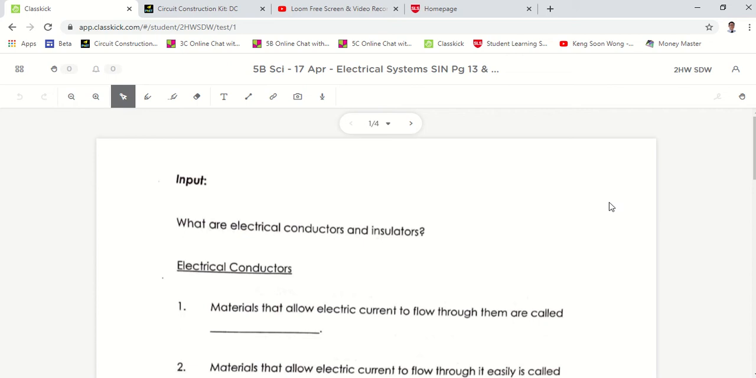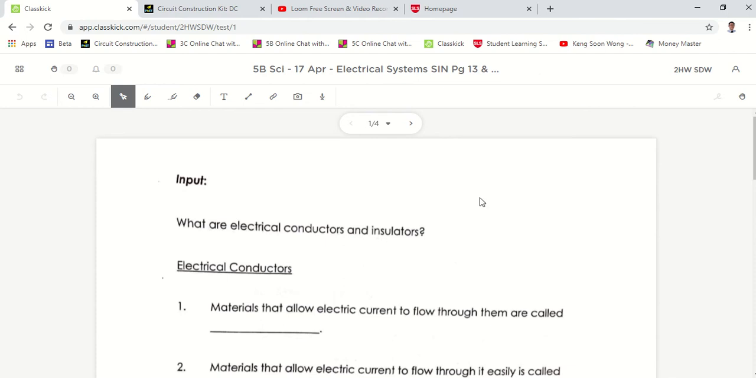First part will be going through homework on Friday, activity 5.3, electrical conductors and insulators, where you make use of the circuit tester to test the different materials to see whether they are electrical conductors or electrical insulators. And then, of course, the SIN page, 13 and 14. After that, we'll be looking at a closer look at closed circuit for the second part of the lesson. Okay, so let's start with last week's homework.